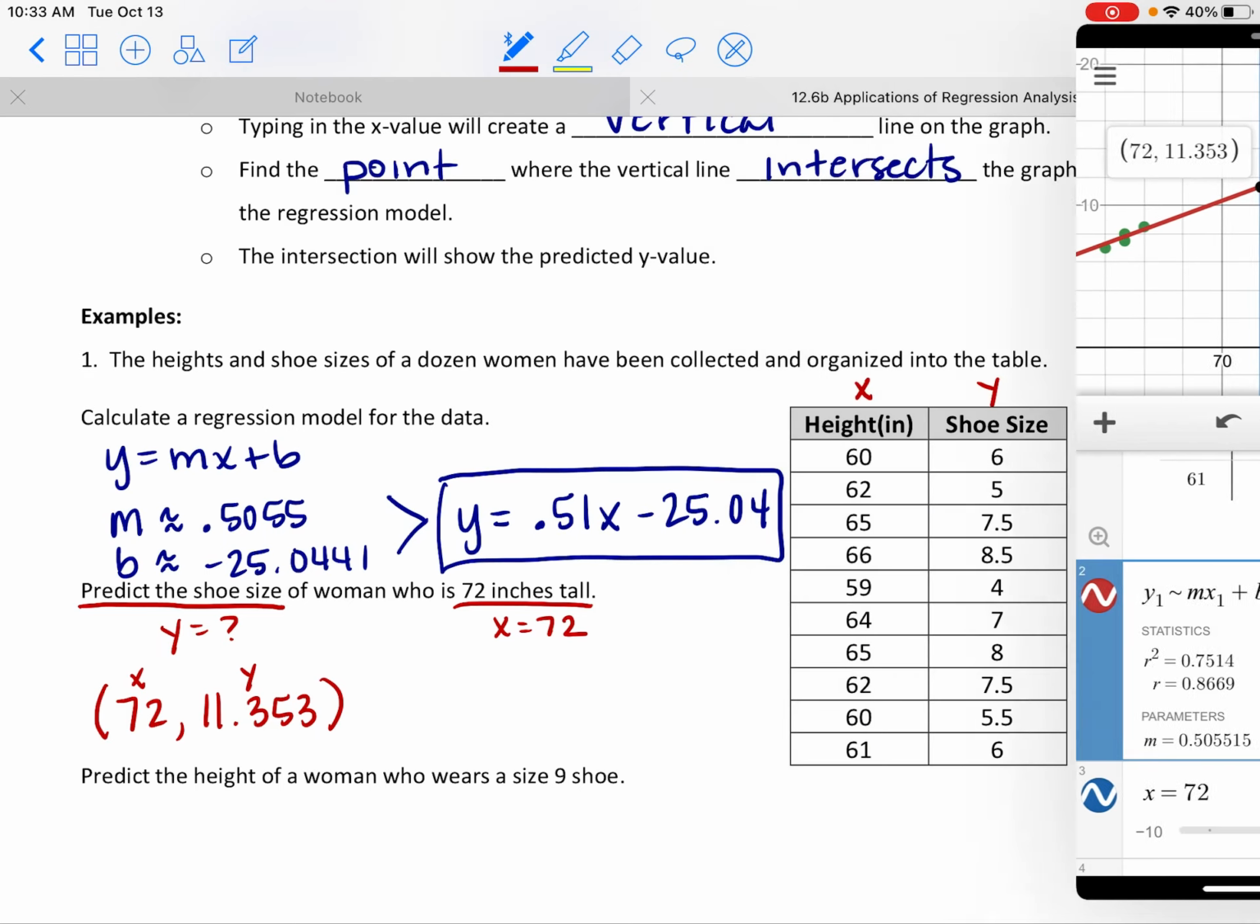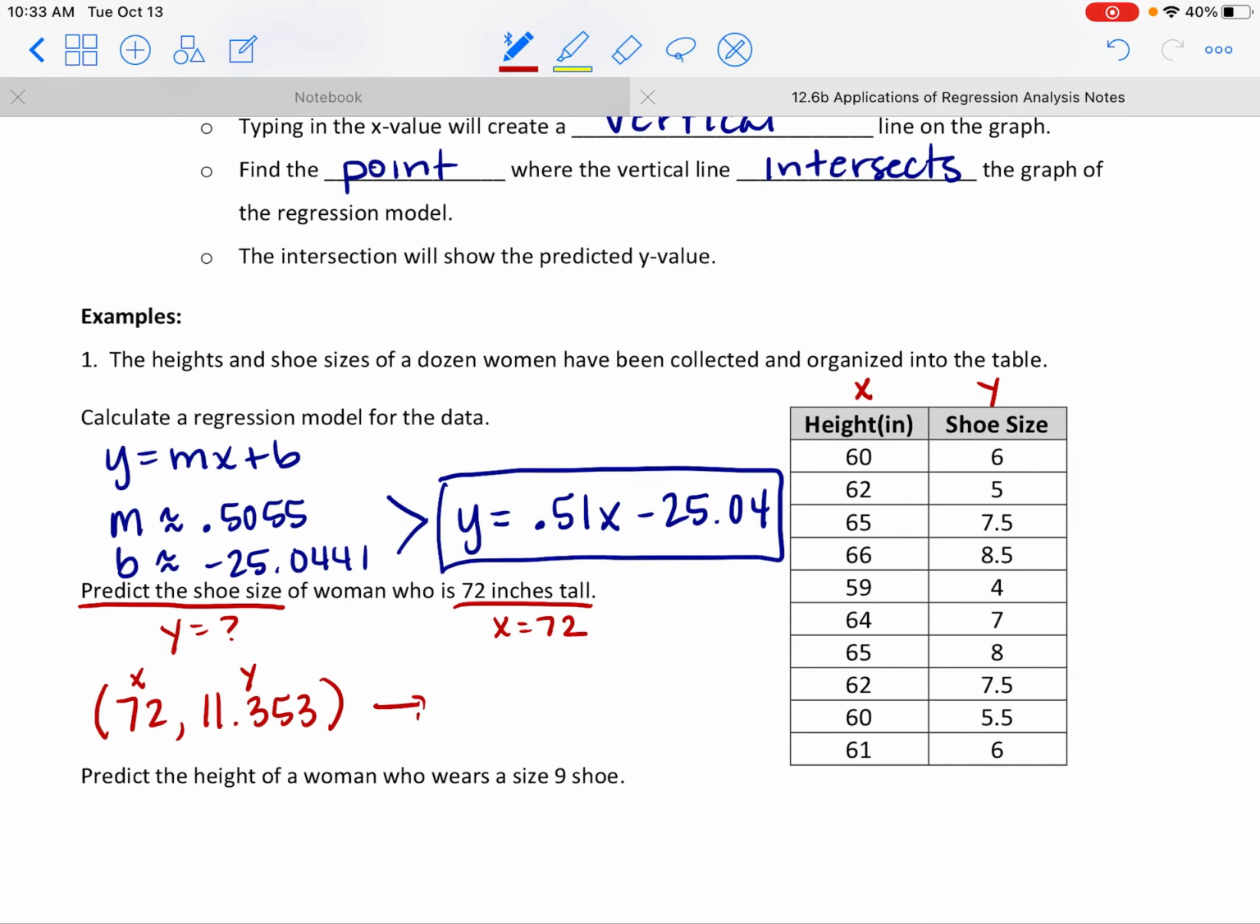Now, obviously, that's not a shoe size, so we're going to round and say about, I don't know, 11 or 11.5 would probably be an appropriate shoe size. Okay, so that is the predicted y value when the x value that was given to us was 72.